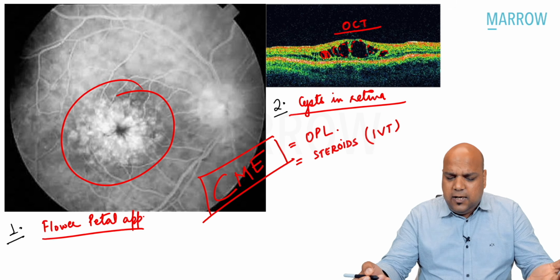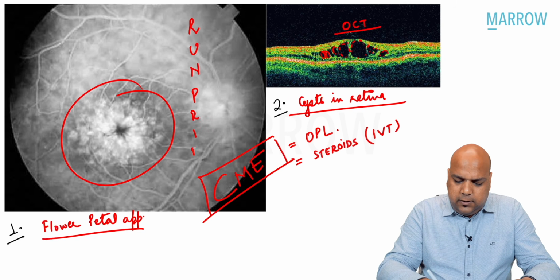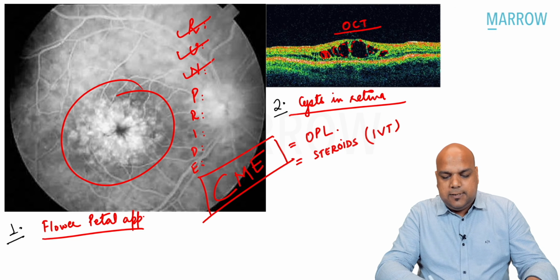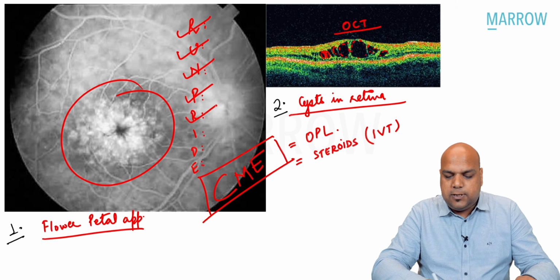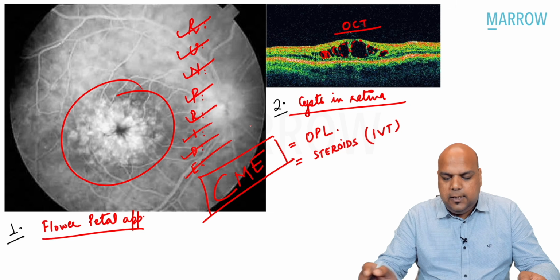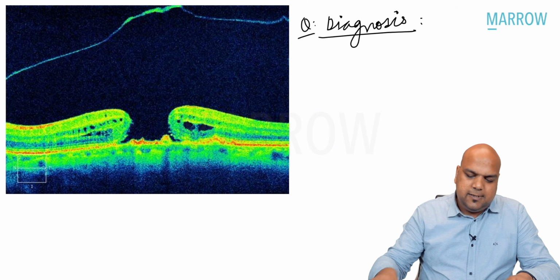The risk factors, there are a lot of risk factors. That is how we learn it. RUNPRIDE. I hope you remember them. If you don't, I'll quickly go over them with you. R for retinitis pigmentosa, U for uveitis, N for niacin or nicotine, P for prostaglandin analogs, R for retinal vein occlusion, I for Irvine-Gass syndrome, D for diabetic retinopathy, and E for epinephrine in aphakia. I know you also know it. Let's move on to the next image.